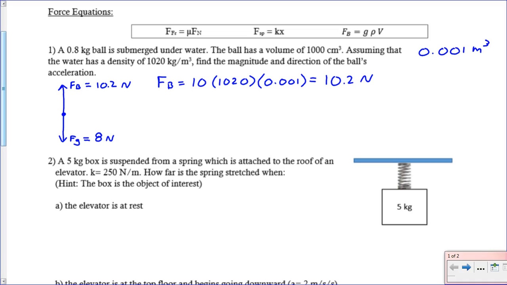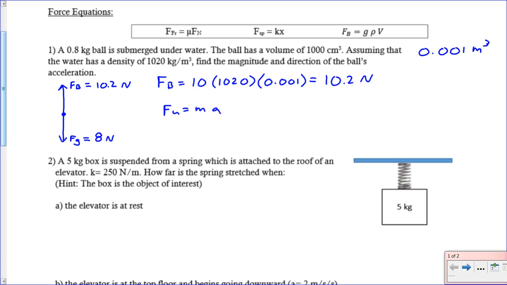Okay, which tells us the upward force is larger, which means this thing is going to be rising. All right, to calculate the acceleration, we need to be thinking about our Fu equals ma equation, right? So Fu equals ma.